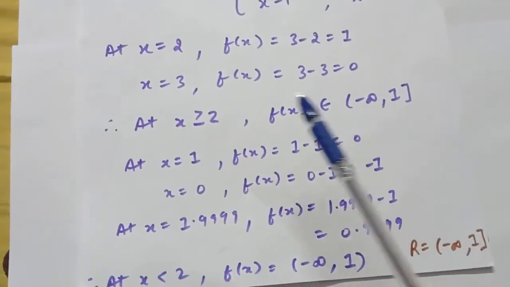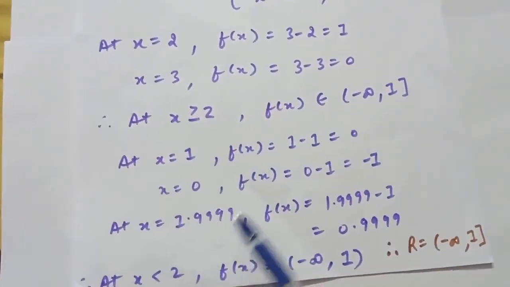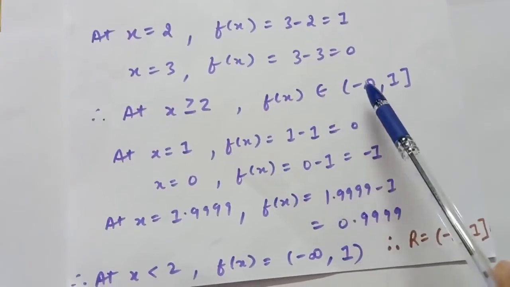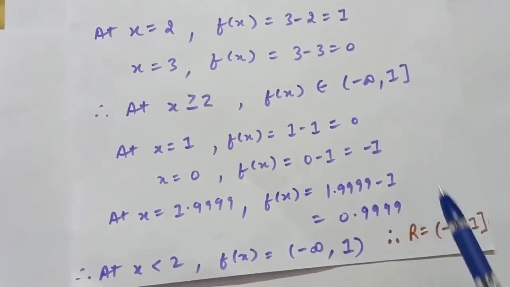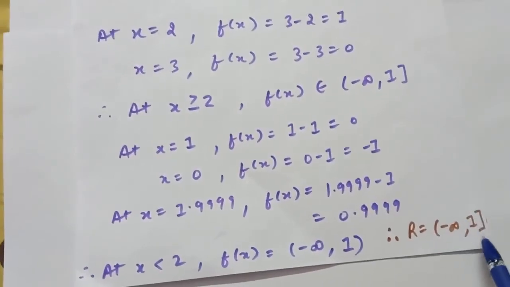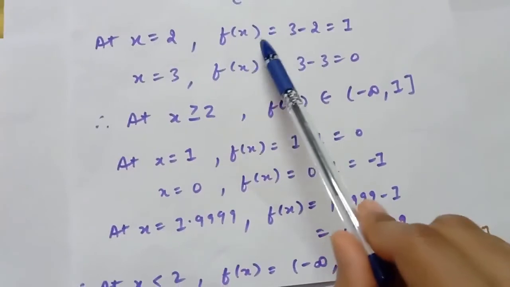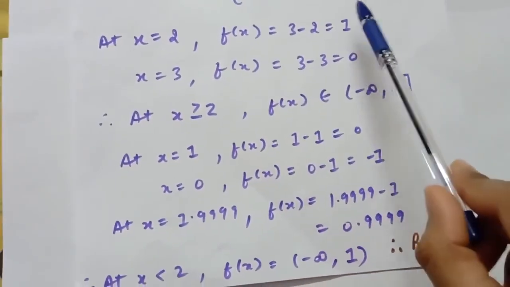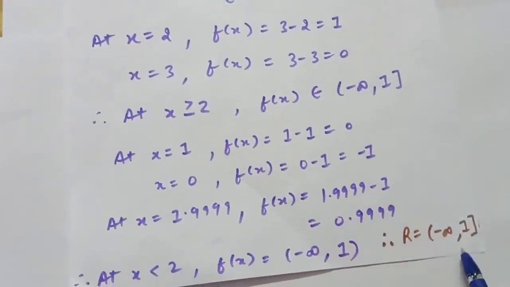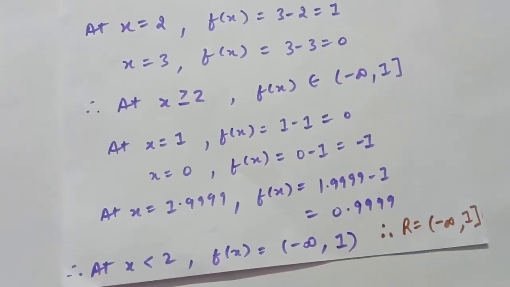Now see, from these two we can see the value of f(x) is minus infinity to 1. So the range will be minus infinity to 1. Why are we taking a closed bracket here? Because at 2, f(x) assumes the value 1. So the range will include 1 also, right? So this is our range.